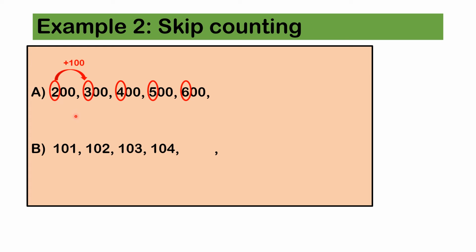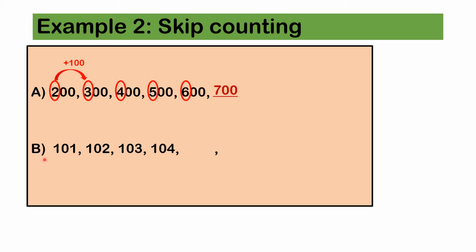Why? Because when we add 100 to the number 200, we will get the next number, which is 300. If we have 100 more than 300, we will get 400. Therefore, the number after 600 means we are adding 100 to 600 to get 700.